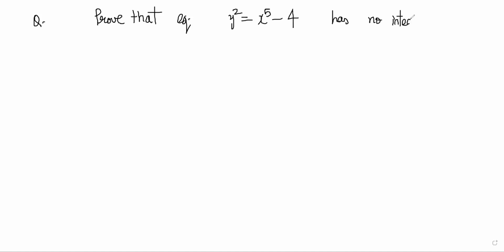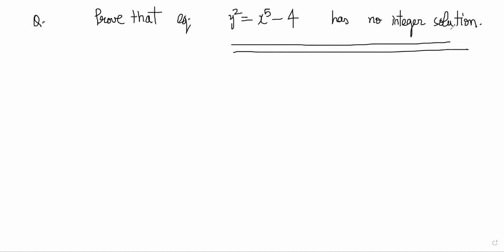Let's look at another question. This is: prove that the equation y squared is equal to x to the power 5 minus 4 has no integer solutions. Again, here also you can do the same thing. You can try and work it out using the theorem again in the same way. That approach is still there. You can try exactly the same approach as we did just now, right? However, I will show you this with a different method.